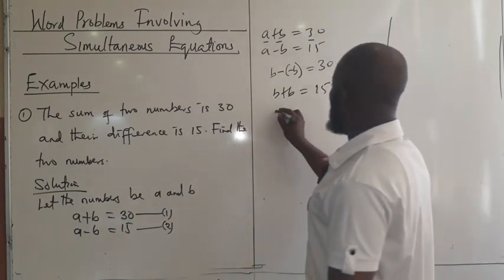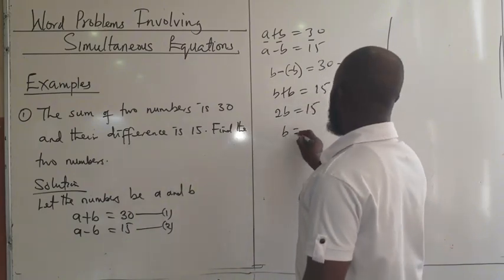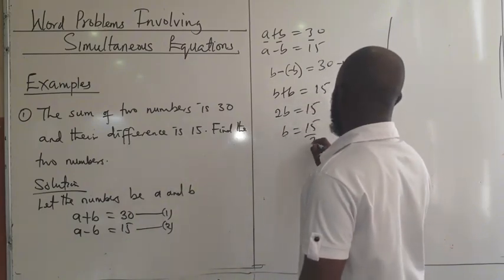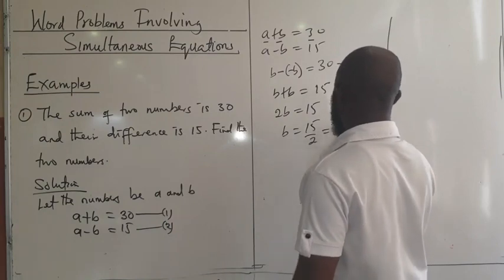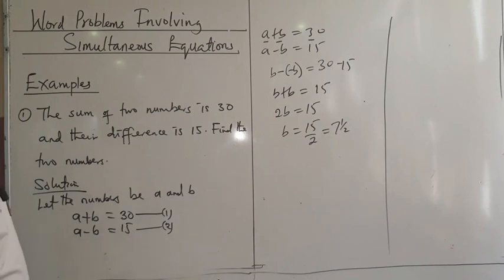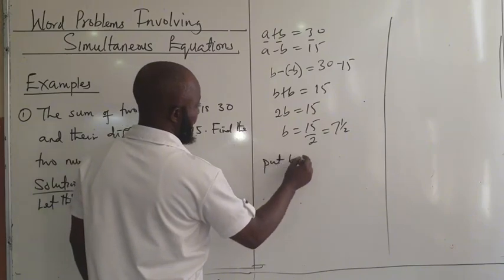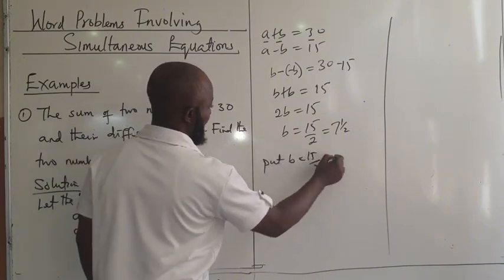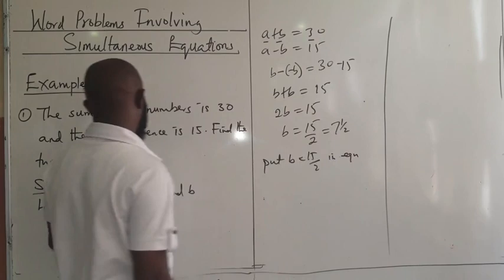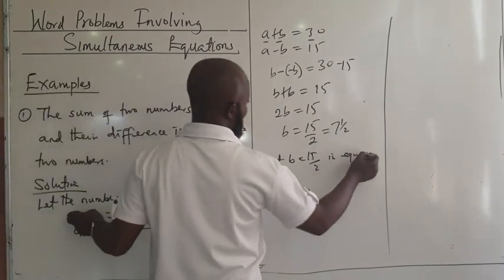So this will give us 2B equals 15. So that means B equals 15 divided by 2, which is 7.5. So that is that on this one. We have known the first one of the numbers, so it remains the other number. We can then put B equals 15 over 2 in any of the two equations. Let's say equation 1.